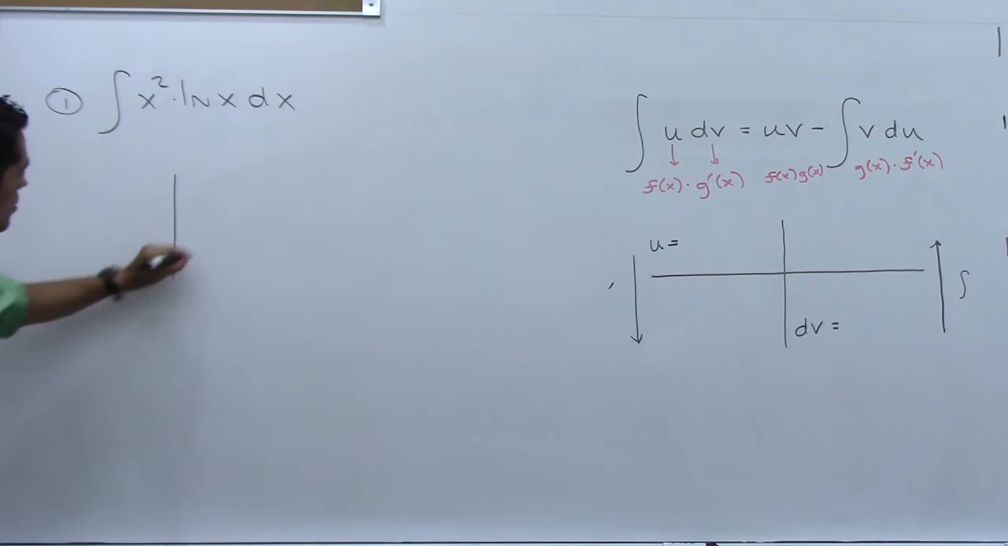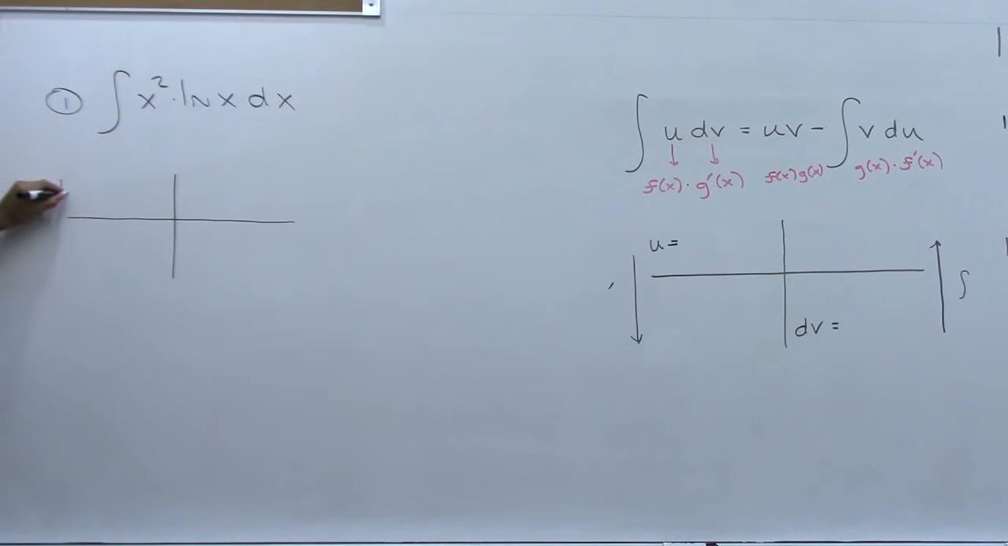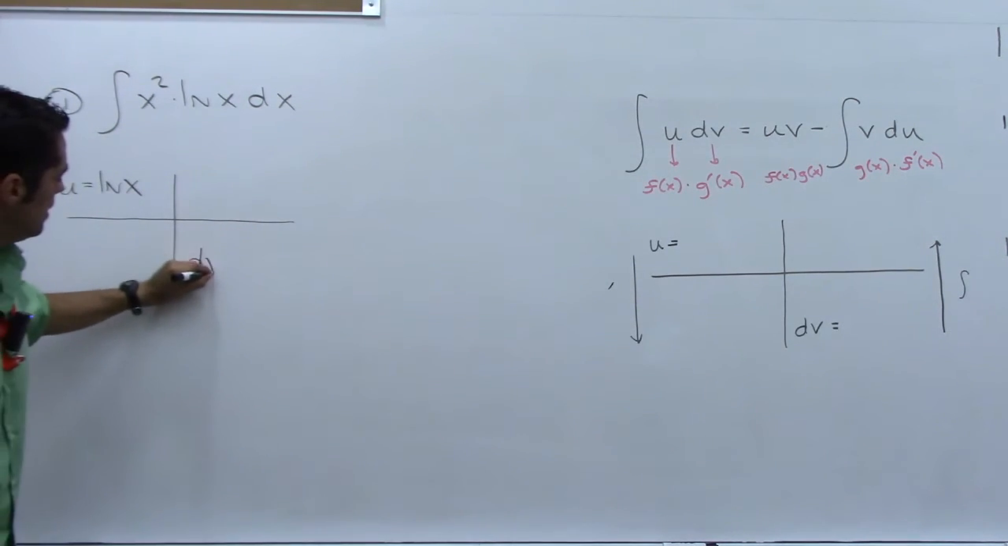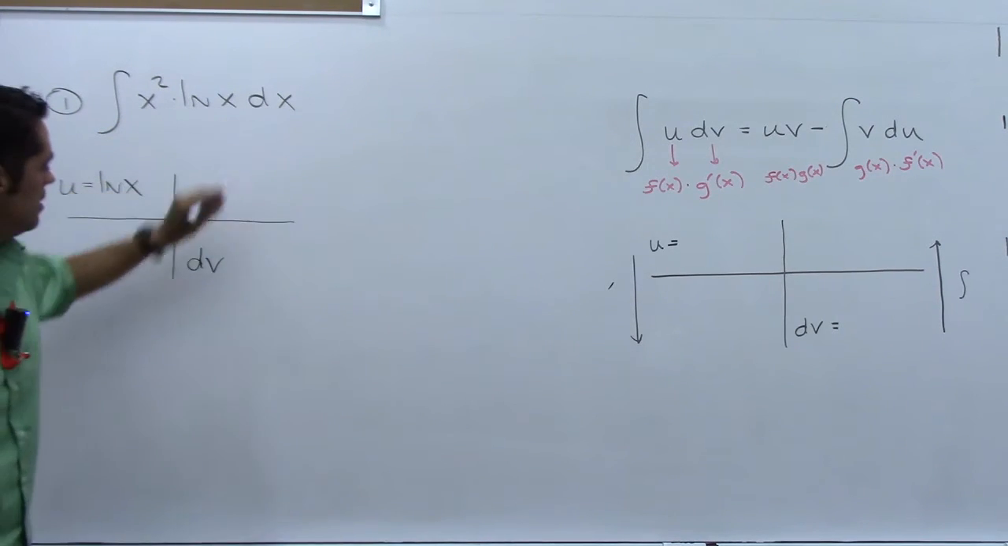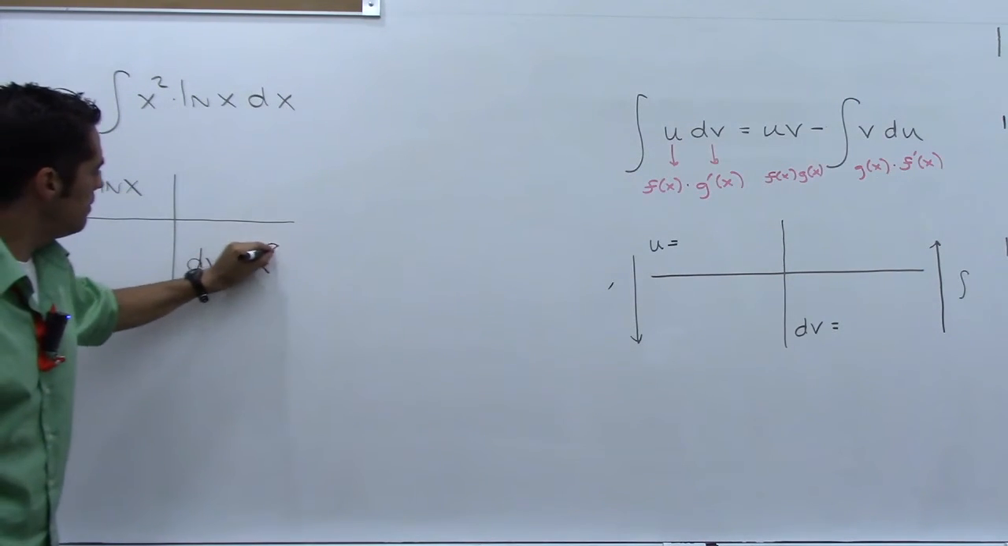So I'll start my table off. My u, I'm going to use natural log x. My dv is going to be the x squared and the dx. Everything else that was left up there.